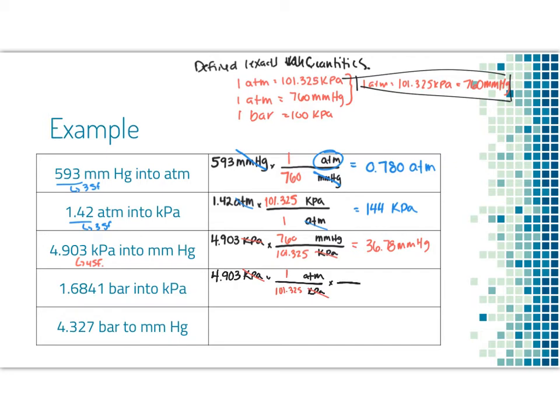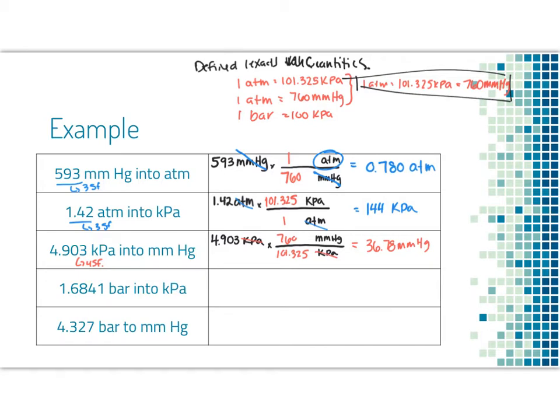Then we need to still cancel atmospheres. This isn't the unit we wanted. We were looking for millimeters of mercury. So we're going to go from atmospheres to millimeters of mercury. 1 atmosphere is 760 millimeters of mercury. And the unit of atmospheres cancels. The only thing I'm left with is millimeters of mercury. You'll notice that we're going to multiply 4.903 by 760 and still just divide by 101.325, which is what we did up here. So mathematically, they are not different. They just look different because we've added these ones in here. Again, in the end, should be the exact same thing.